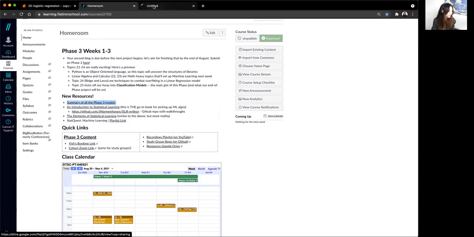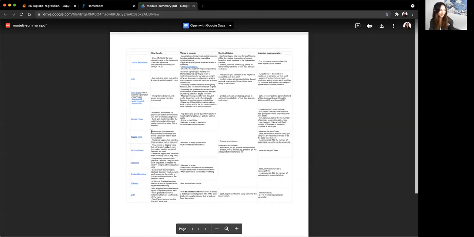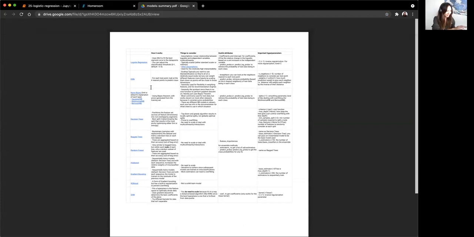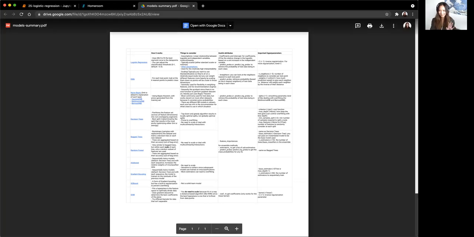A summary of all the phase 3 models on a Google Drive. Feel free to look over here. These are all the models that we're going to hit for the rest of the phase. You're not going to get all of them. I do have a brief write-up of each one, but at the end of the phase, you're probably only going to get into 1, maybe 2, in depth. You definitely don't have to fully understand how every single one works, because that is just a lot. Okay. Questions at this point, since I took kind of a tangent.